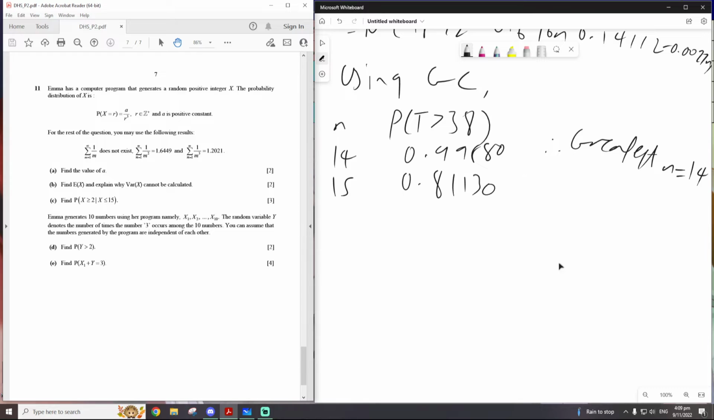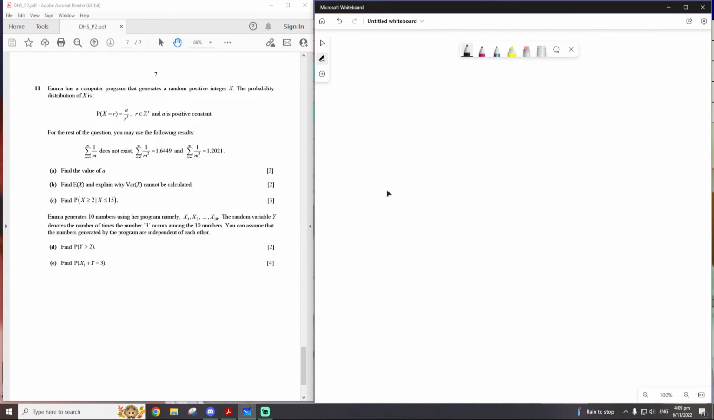Okay, finally we come to DRV. Wow, I actually did this quite fast. Emma is a computer program. We have A over r cubed as the probability distribution. You can use the following results. Oh, this looks like the Riemann zeta function. Nice. The sum of the harmonic series is divergent.